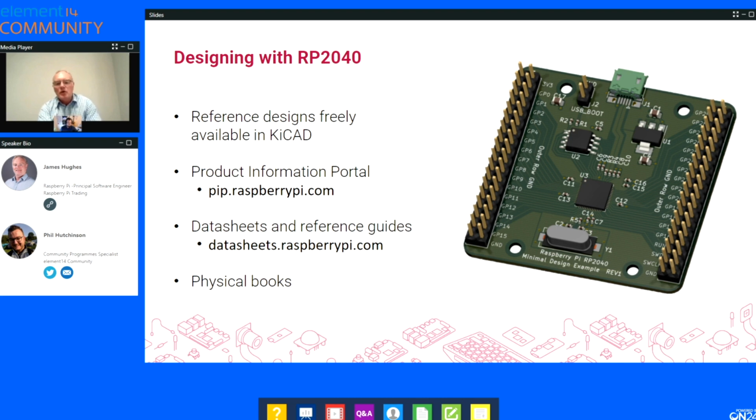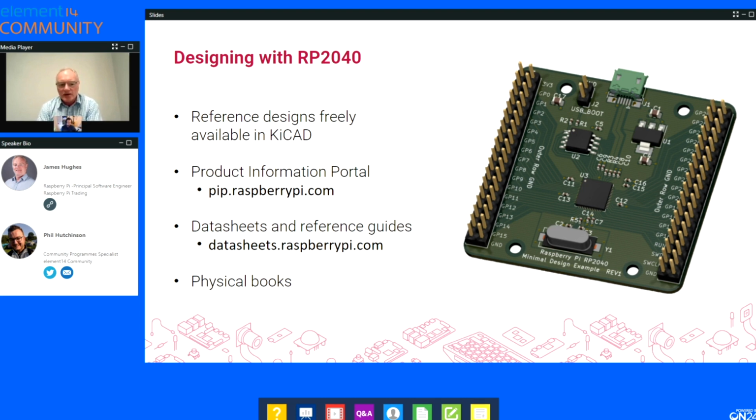So, how do we design for the RP2040 itself? As with a lot of our stuff, we provide a reference design. Is that rendering you see on your display at the moment? That is the reference design, a minimal design example. All the KiCad files are available there. They're available on our product information portal, pip.raspberrypi.com. This contains all of our publicly published documentation, except for some data sheets, which will end up in there eventually, but they're not there at the moment.